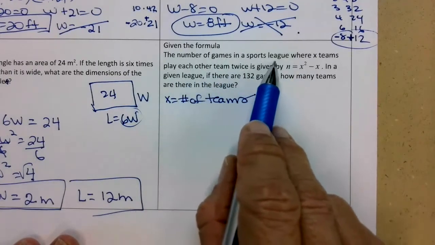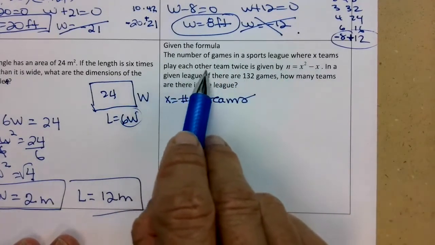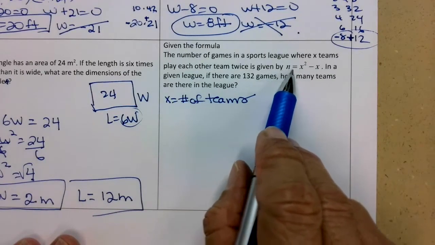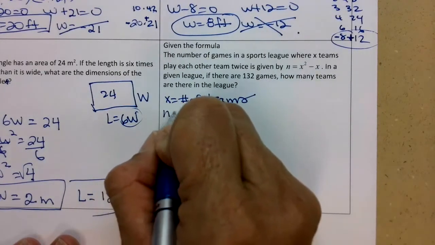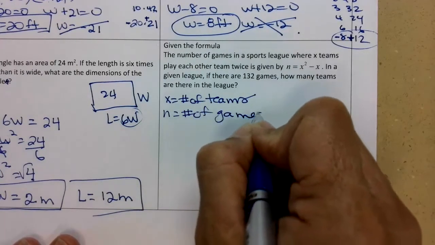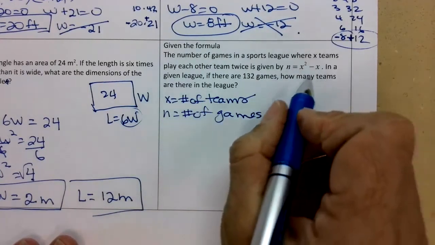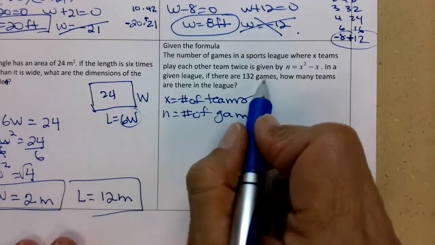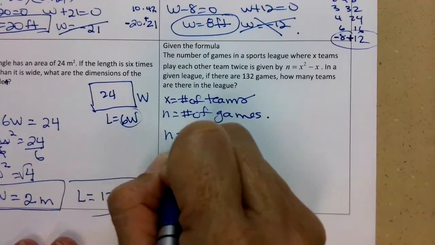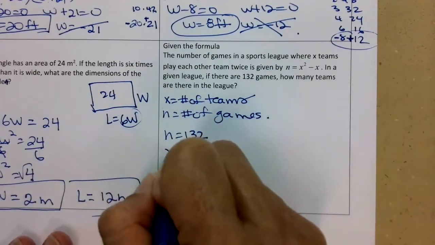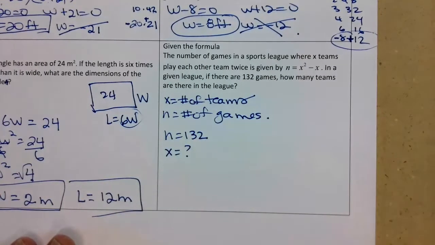Is given by, so this is our formula. So the number of games in a sports league where X teams play each other team twice is given by N. So N is the number of games. Okay. And then we have the formula. In a given league, if there are 132 games, that's going to be my N. So N equals 132. How many teams, X equals, don't know, are there in the league?